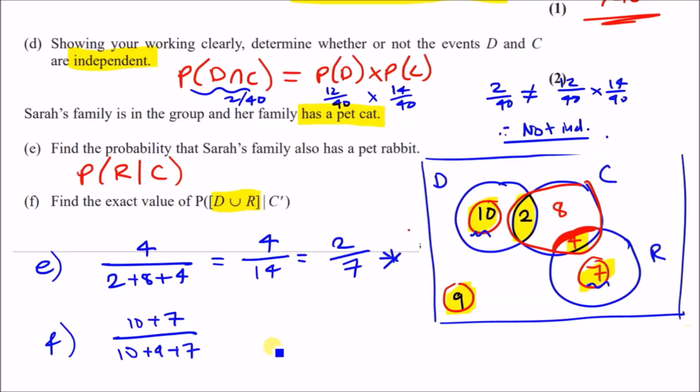And this is your final answer. Simple as that. And then putting that in the calculator, you're going to get 17 out of 26. And yep, we are done, guys. That's 2 done.